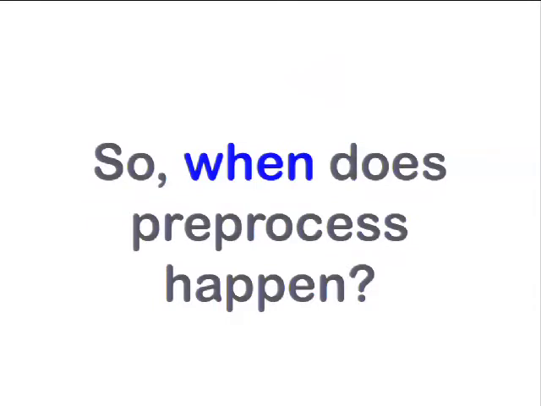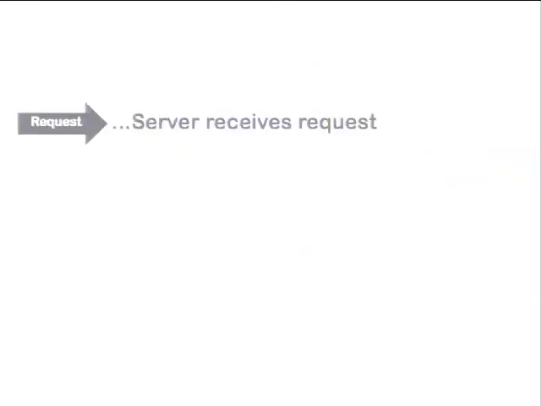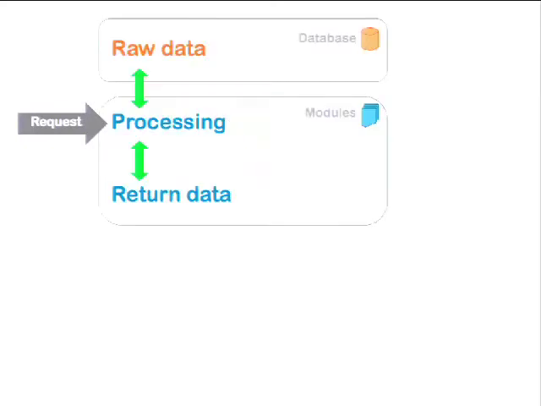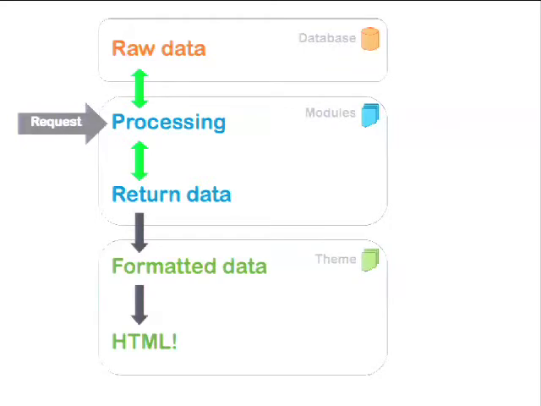So when does preprocess happen? This is our 10,000 foot view of the theming system. In general, we have a request that comes in. Someone sends a request to their browser. And the modules interact with the database, and they say, hey, database, give me some information. Let me turn that into some return data. And then it sends it to the theme layer. This is this throwing over the fence that I talked about.